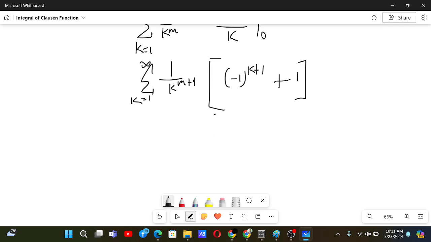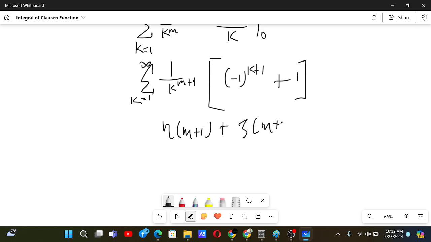And for even terms, it's going to be negative. So 1 by 1 to the power m plus 1, minus 1 by 2 to the power m plus 1, plus 1 by 3 to the power m plus 1, minus 1 by 4 to the power m plus 1. So it goes like this. And that is just defined as the eta function of m plus 1. And plus the other, which is defined as the zeta function of m plus 1.